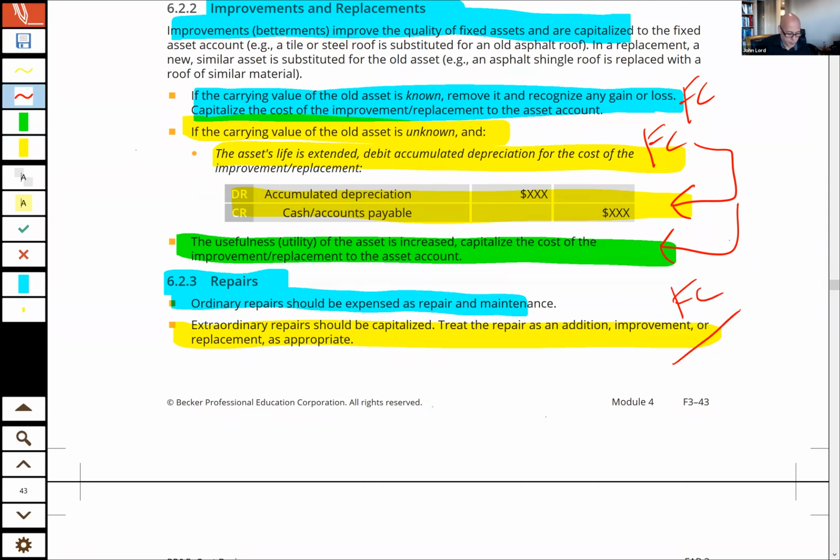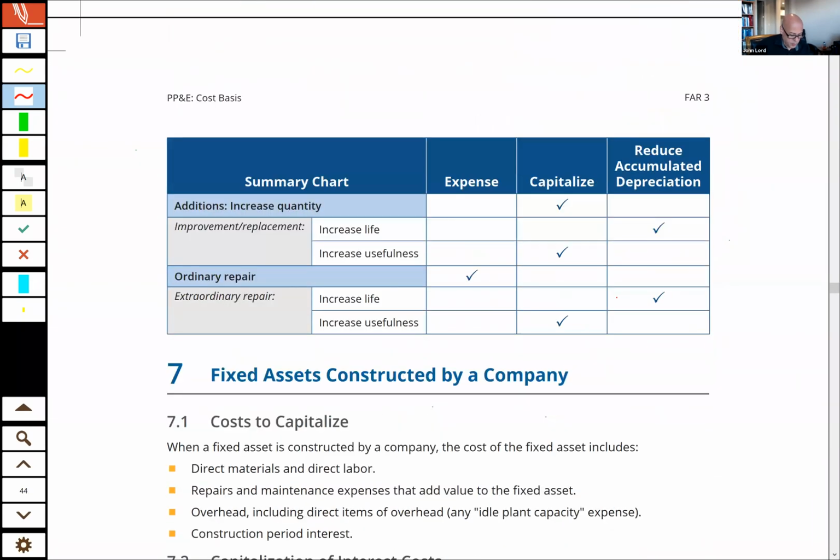Question? Okay. All right. You don't need that summary chart.